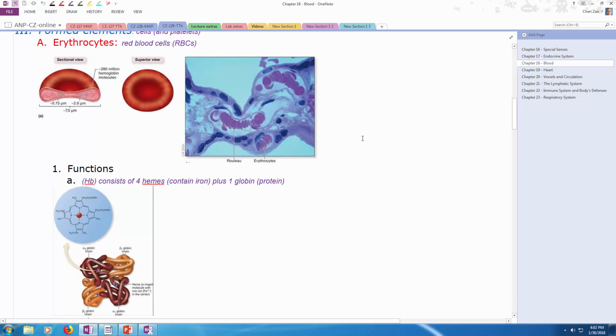We have a different descriptor for our RBCs than we do our lens. Remember our descriptor for our lens? It was biconvex. How would you therefore describe the RBC then? Biconcave. Perfect. So we have a biconcave disc here, and it has no nucleus.